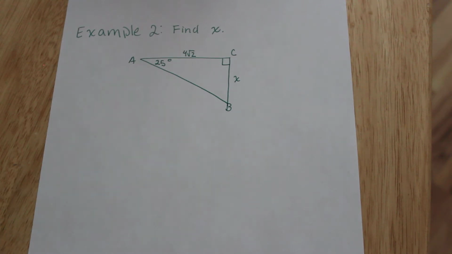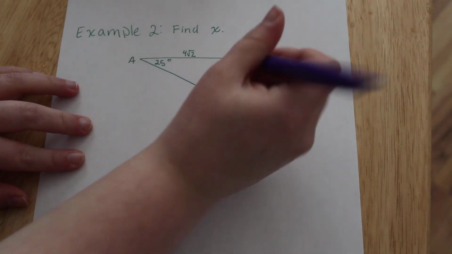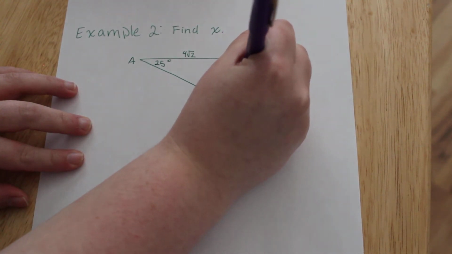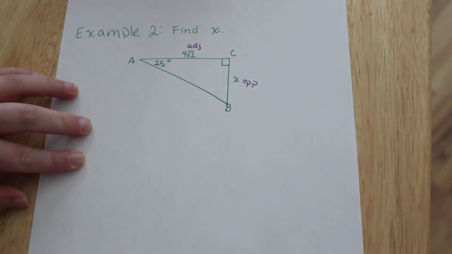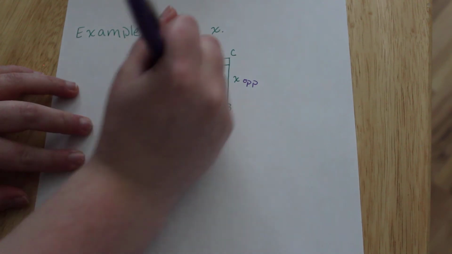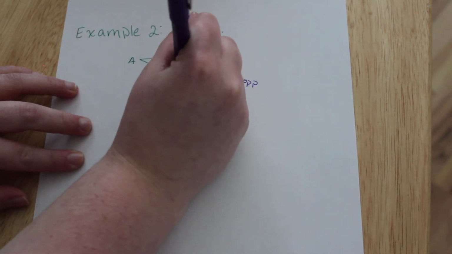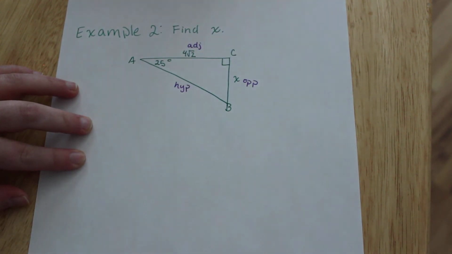When we set this up, we have to figure out what sides we currently have based off of my given angle. So let's figure that out super fast. x is opposite my given angle. 4 square root of 2 is right next to my given angle, which leaves the hypotenuse as this side. So we need to find x.